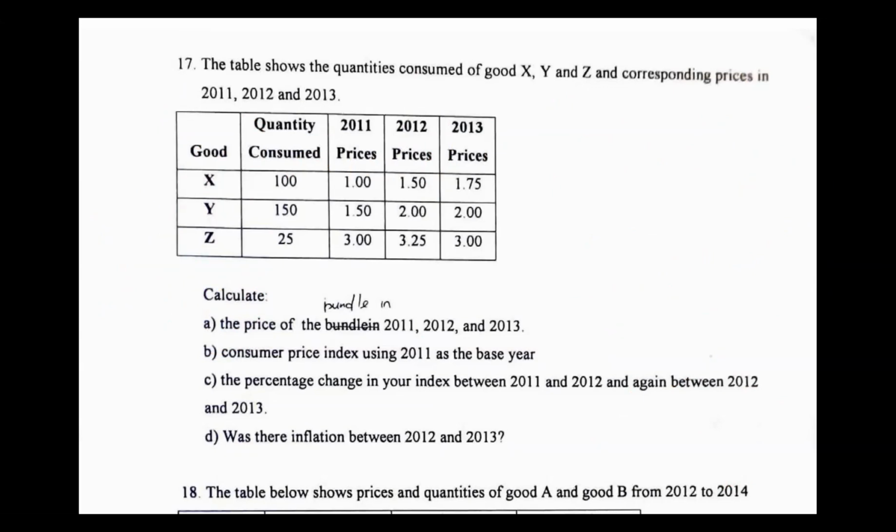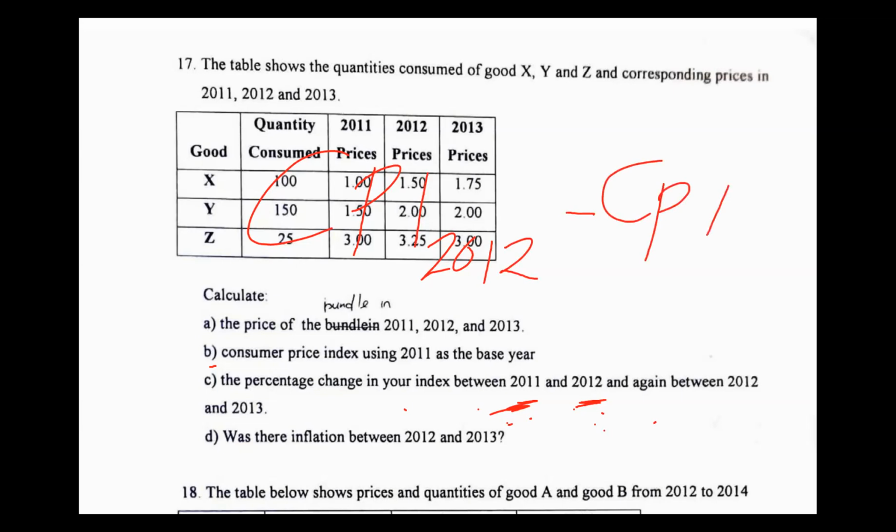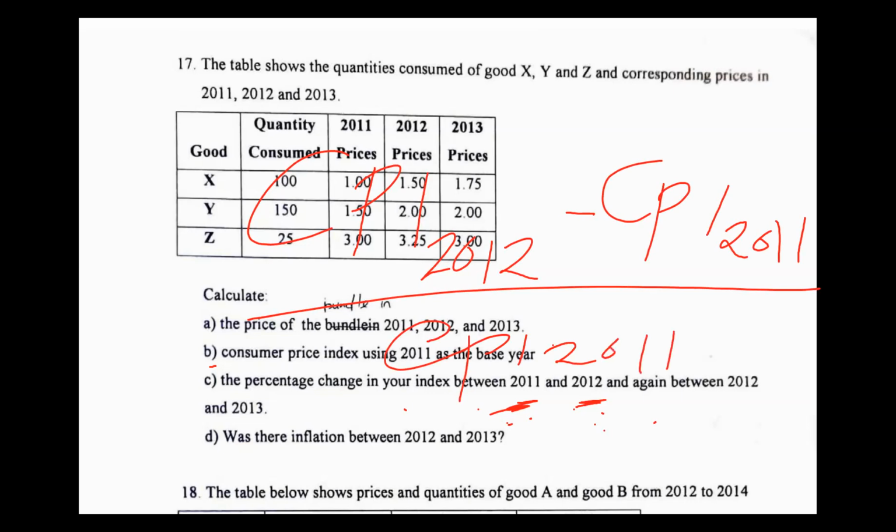Okay. Here's the question now. The percentage change in your index between 2011 and 2012. We want the percentage change. So the way we do it, we'll write the formula. Just get the index for 2011 and the index for 2012, the CPI. Then to find the change, you say the CPI for 2012 minus the CPI for 2011, divided by the CPI for 2011, times 100. It will give you the rate of change. Did you get that?